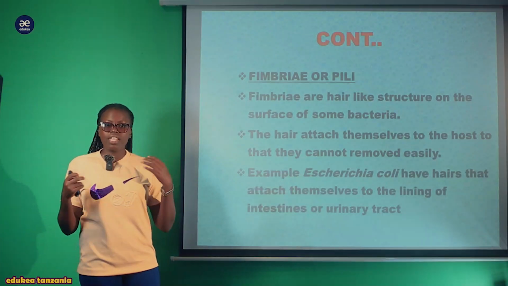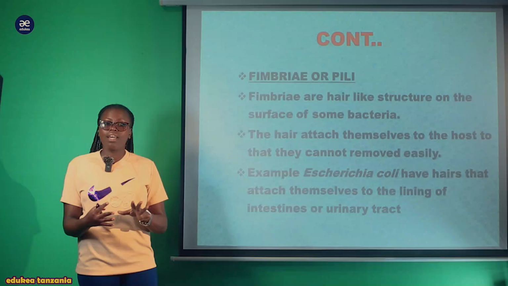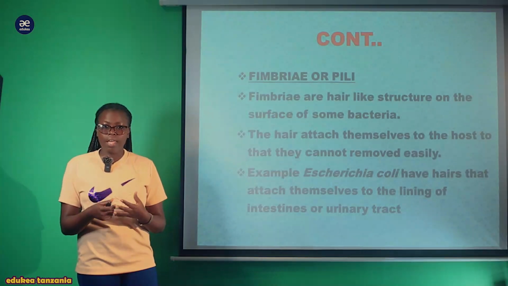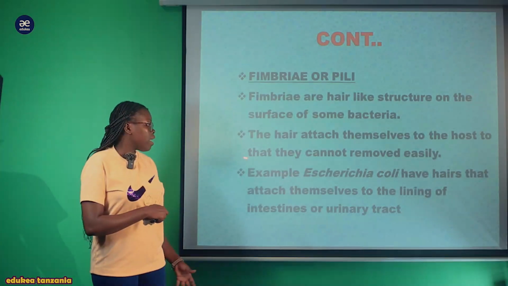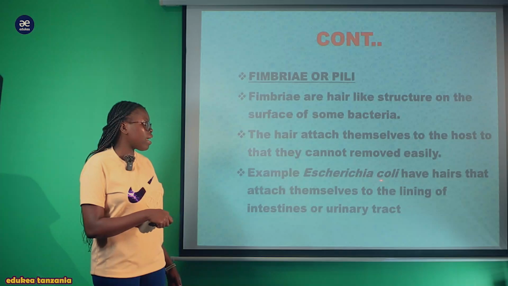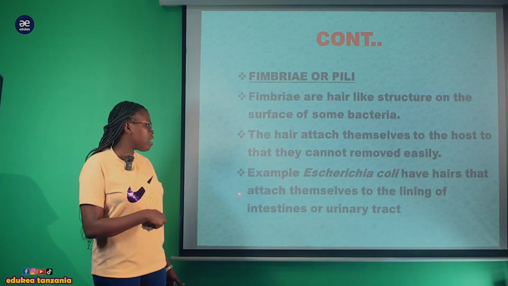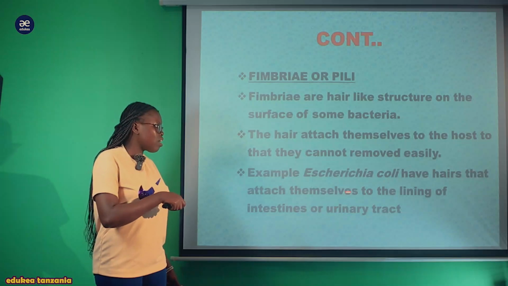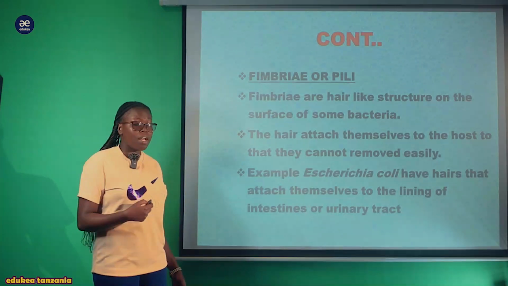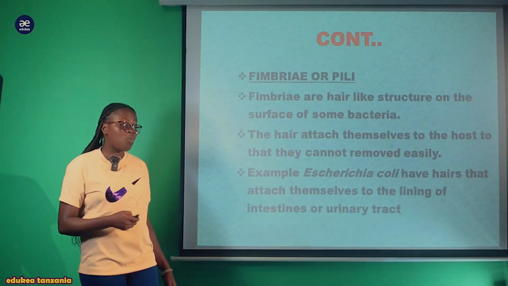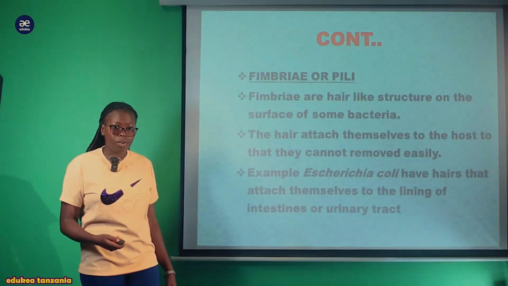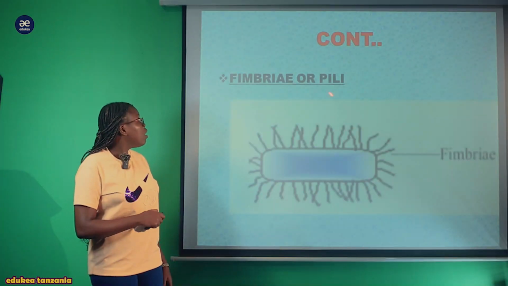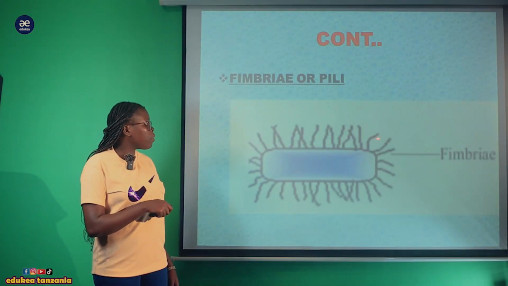Also, example, there is Escherichia coli. Escherichia coli have hair that attach themselves to the lining of the intestine or urinary tract. Escherichia coli ni moja ambayo anapelekea crumpling of the digestive system na kuweza kupelekea diarrhea. And this is the example of the fimbria. These are the hair ambazo bacteria anakuwa anatumia hizi hapa kwa ajili ya attachment, kwa ajili ya kuweza kumu affect the host.